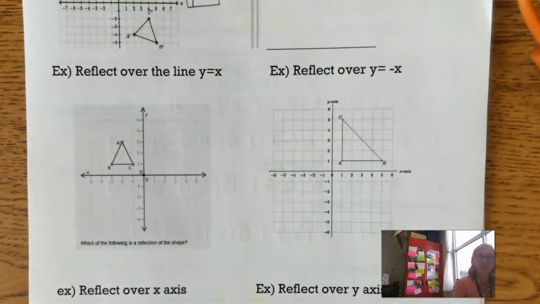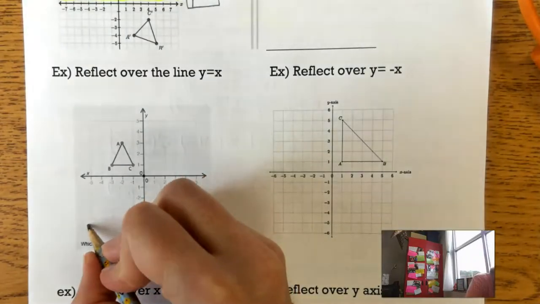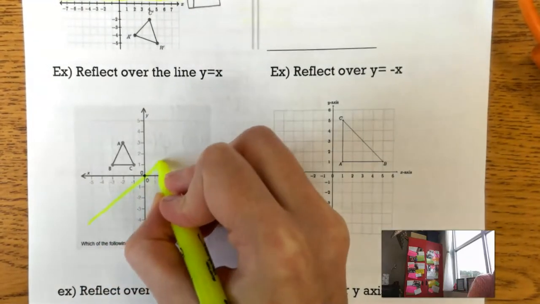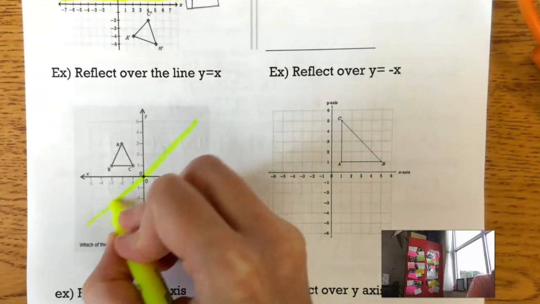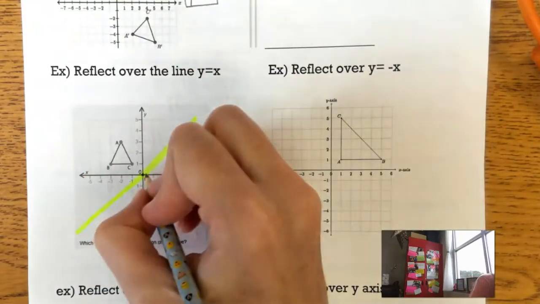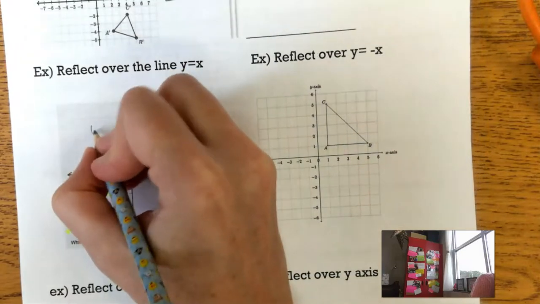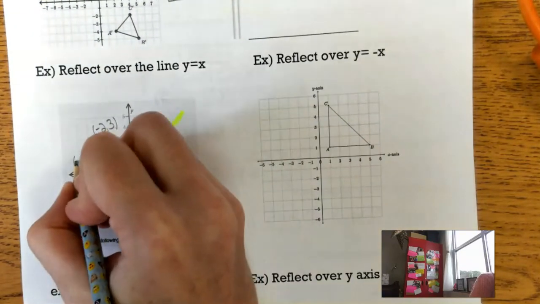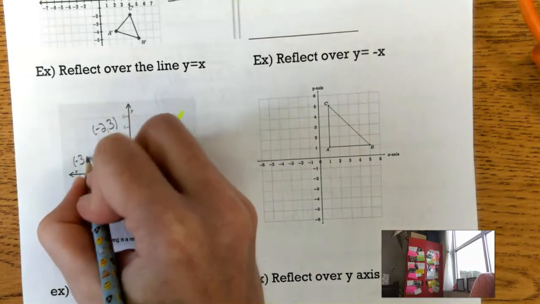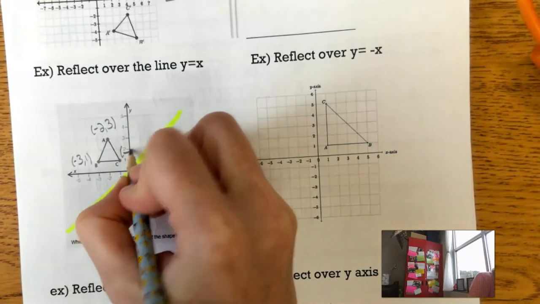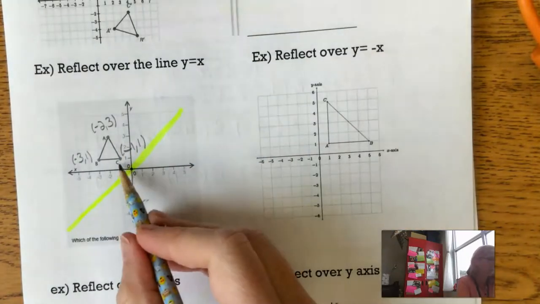Alright, here, reflect over the line y equals x. So here's going to be our line of reflection, y equals x. And we're going to take the pre-image points and reflect them. So my pre-image A is -2, 3. My pre-image B is -3, 1. And I'm just looking at where they are on the coordinate plane. And C is -1, 1.